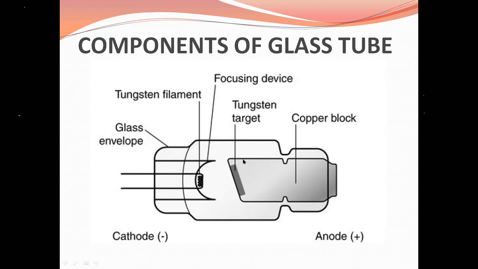If you remember in my earliest slide, the electrons generated over here are brought to collide with this target. And when they collide with this target, then X-rays are produced. And we have a copper block over here as well. This copper block basically helps with the heat dissipation.